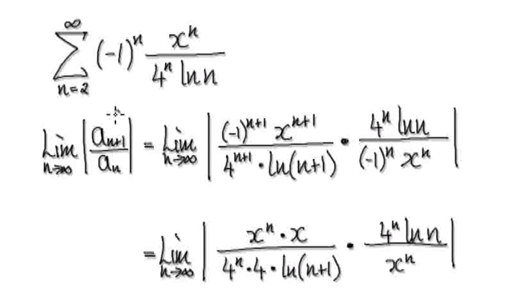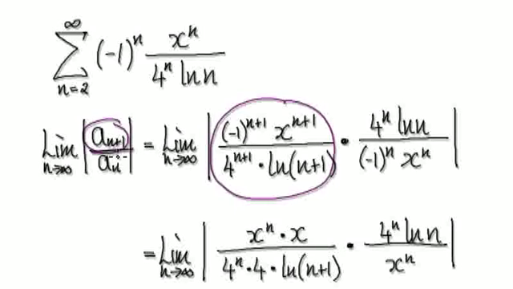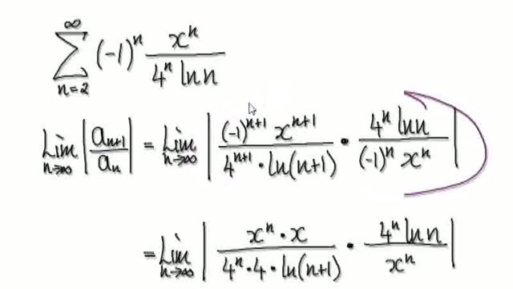When it comes to the ratio test, we always need to compute this value here. We always need to get a_{n+1} divided by a_n. Dividing by a_n is the same as multiplying by the reciprocal of a_n, which will be this. So now it's just a matter of tidying this whole thing up.